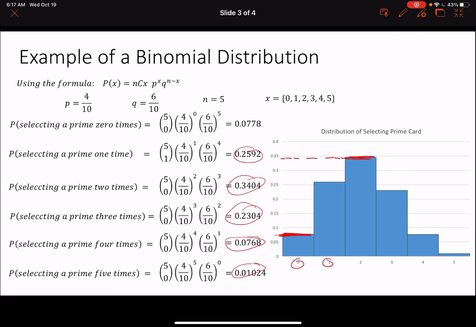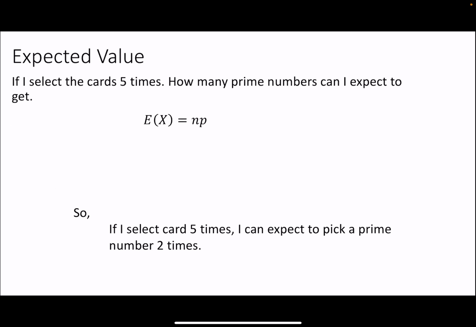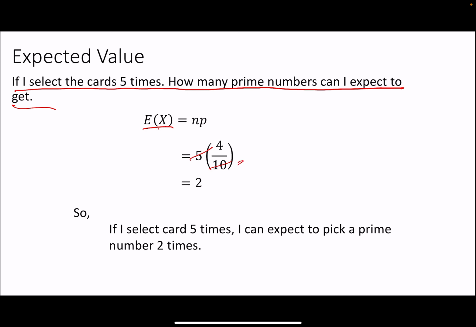So we just graph these values against number of successes and the expected value. If I select a card 5 times, how many prime numbers can I expect to get? And we just use the formula. E(X) equals NP, number of trials, 5, times the probability of success, 4 over 10, which is equal to 2, right? So if I select a card 5 times, I can expect to pick a prime number 2 times.